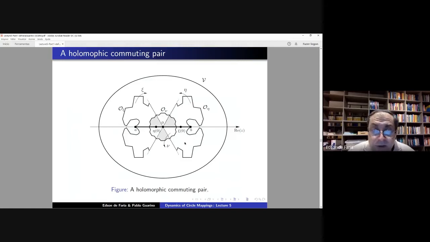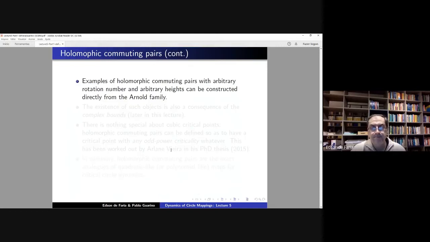And the circle dynamics is happening on the real line between eta of zero on the left side and xi of zero on the right side, okay? So xi of zero and eta of zero are like f^{q_n} of the critical point and f^{q_{n+1}} of the critical point. These are like two successive closest returns to the critical point for the circle map, okay?